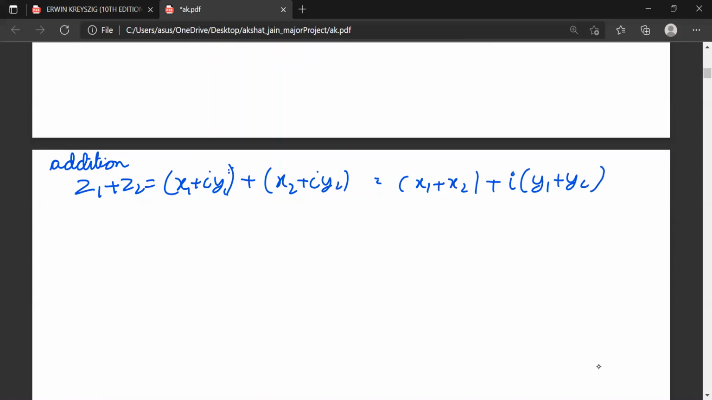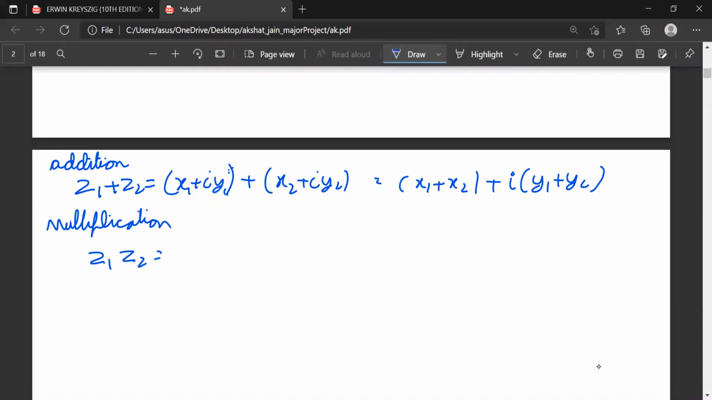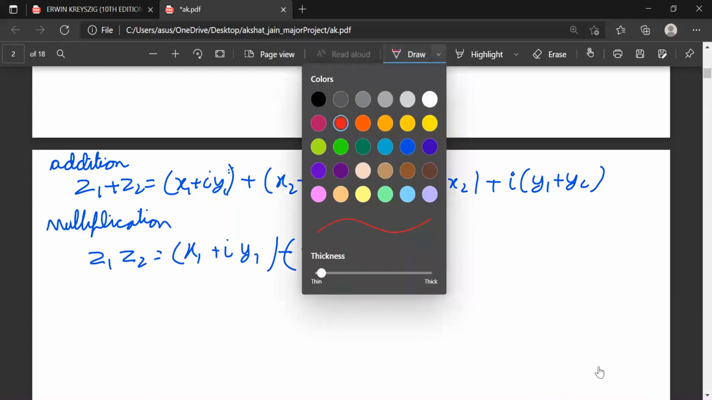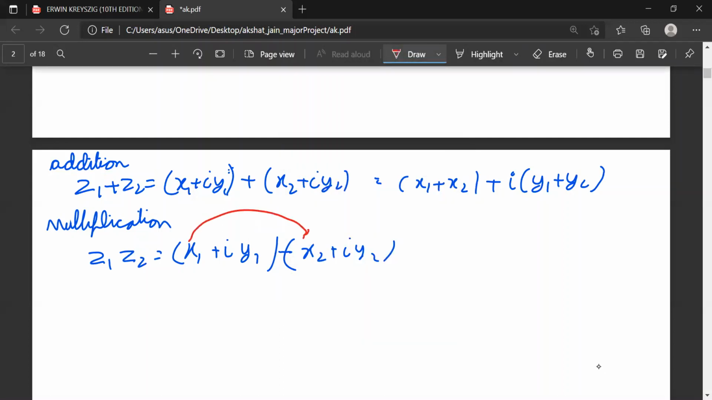So we can check multiplication also. In multiplication, z1 into z2 is equal to x1 plus iota y1 into x2 plus iota y2. So we will multiply x1 with x2 first, then x1 with this, then this with this, and then this with this.